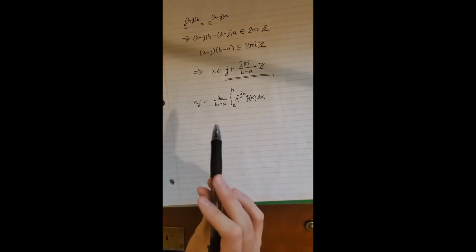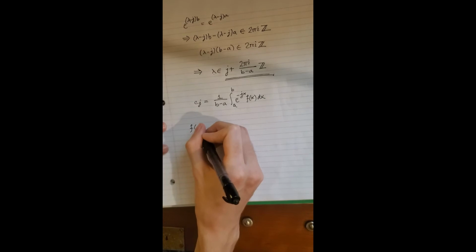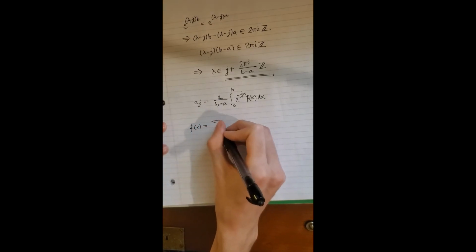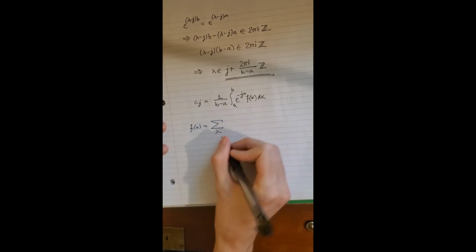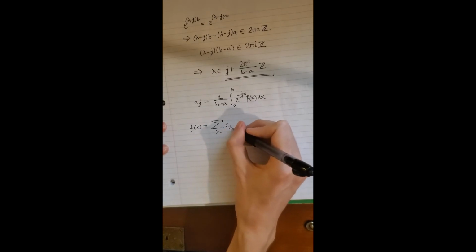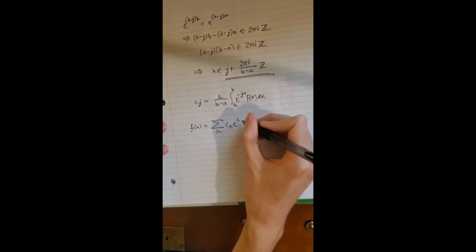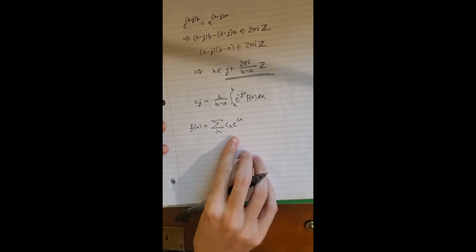So what we can do is basically take this original equation that we assumed, right? We were adding over all lambda, c lambda, e to the lambda x, right?